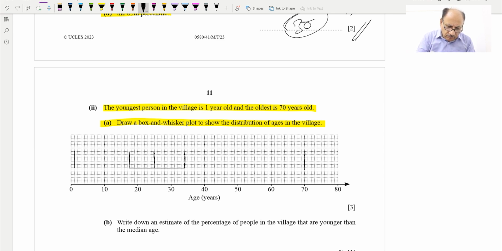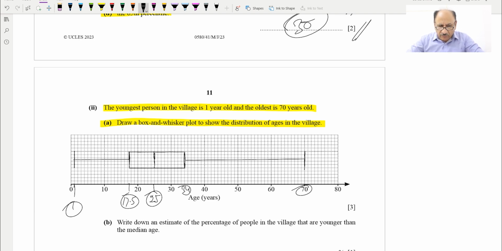Now we will make the box like this one, and this will be our box, and the whisker we can show like this one. This will be the whisker, and these are the sides which we have shown. So if I show you, this one is 70, this one is 34, this one is 25, this one is 17.5, and this one is 1. So these are the values which I have mentioned for you.